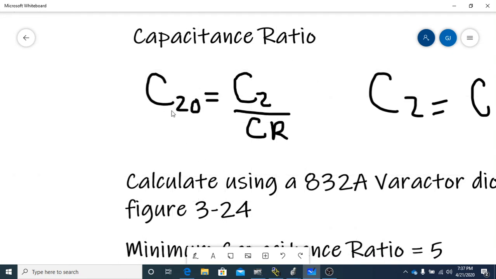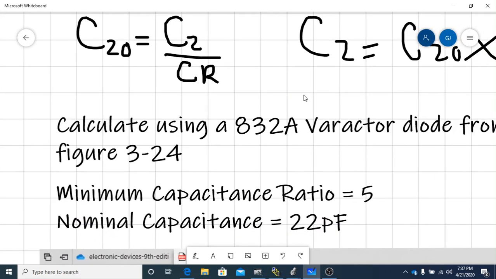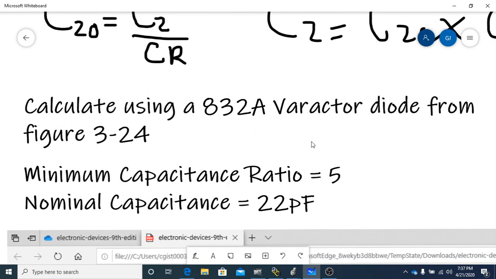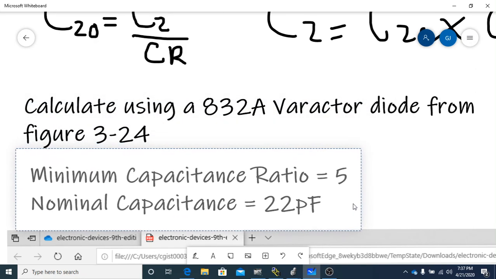So if we want to find the capacitance at 20, then we know what the C2 is. Then we divide C2 by CR, and we can get these two numbers off the data sheet. So this right here is the one from the lesson. It says calculate using an 832A varactor diode from figure 324. And again, minimum capacitance ratio is 5. Nominal capacitance is 22 picofarads.